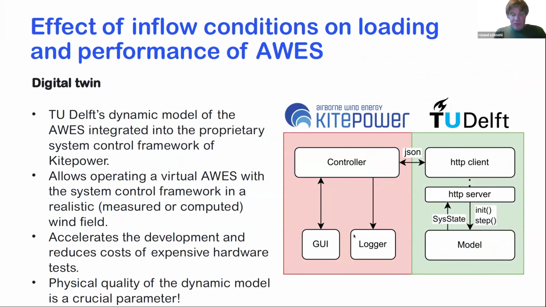Then second, moving to loading, we have the challenge that we have companies involved, commercial interests. So we needed to separate the control system software of the companies from the models. And that's what you see here on the right-hand side, where we have a model developed by our group in Delft, communicating via an HTTP client with the full system software of Kite Power, our partner in the project. And that allows us to fully separate and use the system software as a black box and actually fly our model as a digital twin. And that allows us to have much faster iterations on designs and also test different configurations.